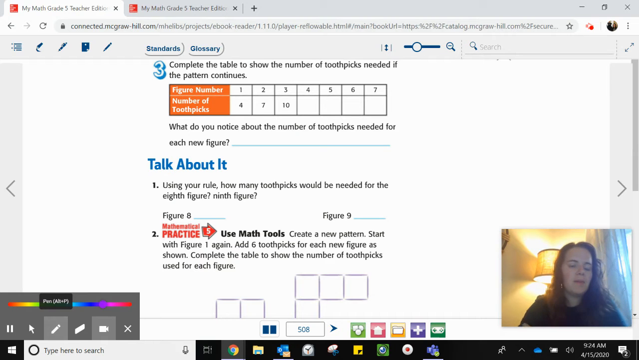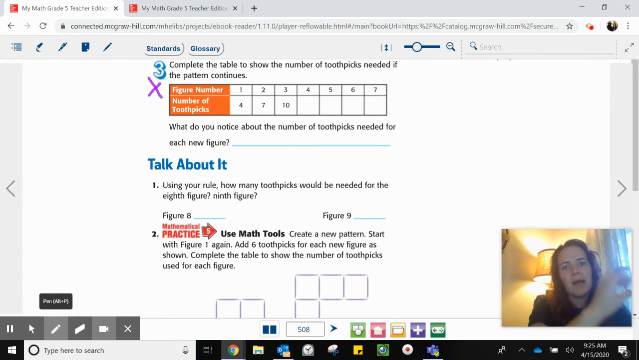All right, so we're going to keep this toothpick pattern continuing. So we have an in and out table here. It's called an in and out table because we have an input and an output. So the input in this case is the figure number. So figure 1, the output has 4 toothpicks. Figure 2 has 7, 3 has 10, and so on and so forth. It's also called an X and Y table because the first part is usually called X, the second part usually called Y. So you'll hear this called an in and out table, an X and Y table, pattern table, lots of different things.